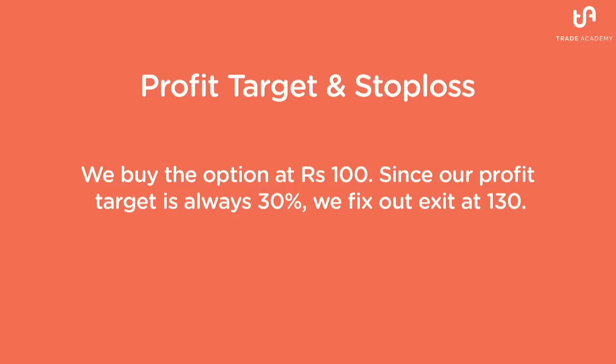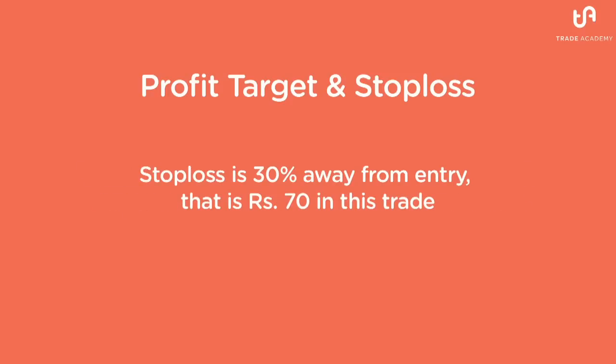Now, there are various ways of booking your profit, but in this method, we have a fixed exit. So if you enter at 300, you will buy 30% higher. Now, in this case, you're buying at 100 rupees, so you add 30%, that's 130, will become your profit target. Our stop loss is also the same. It's 30% from entry and will be placed at 70 rupees.